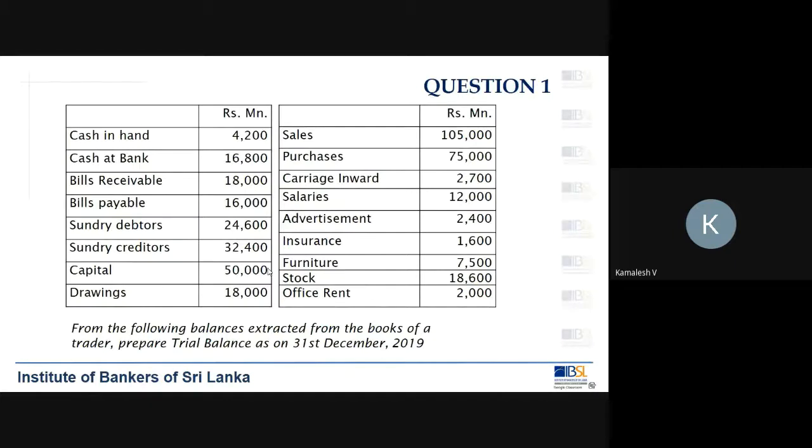Right? So let's go through one by one. Cash in hand, asset. Cash at bank. I want you all to answer. Asset. Bills receivable. Asset. Anything that is receivable to you is an asset. Then bills payable. Liability. Sundry debtors. Asset. Creditors. Liability.